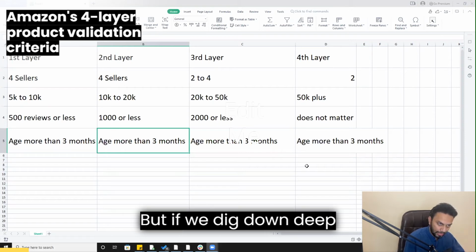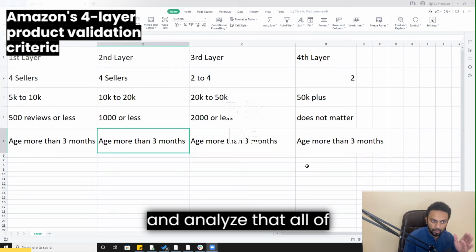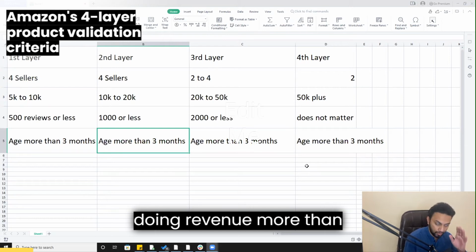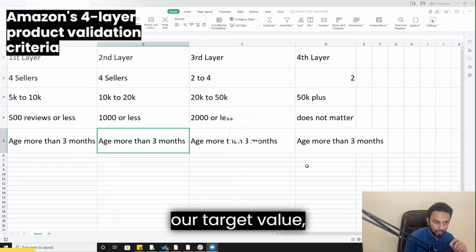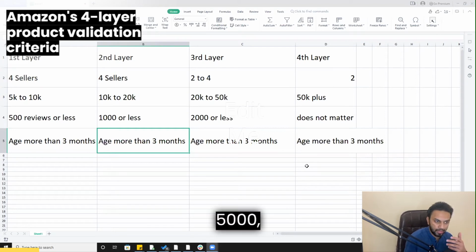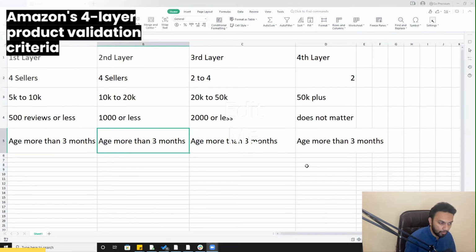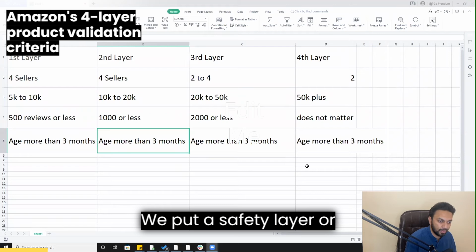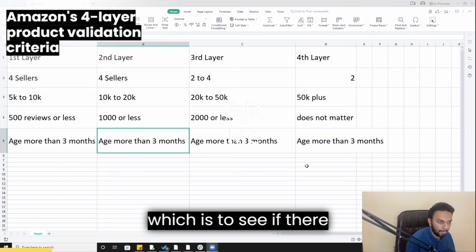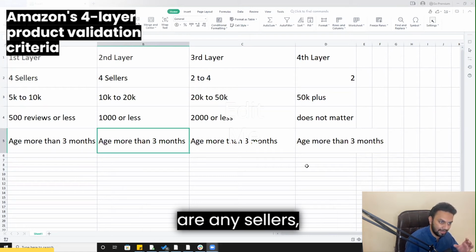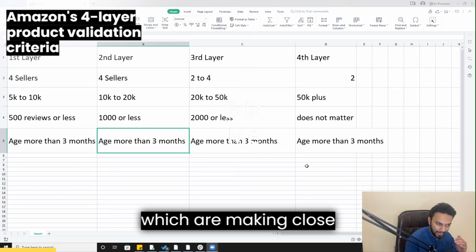You just observe the revenue and that's fine, and you go ahead with the product. But if we dig deep and analyze that all of these sellers who are doing revenue more than our target value have a crazy number of reviews, let's say 5,000, 8,000, 16,000, 20,000, then this product is not viable to proceed with. What's the reason? We put a safety layer, or a protection point, in our evaluation, which is to see if there are any sellers making close to our target revenue with fewer reviews.